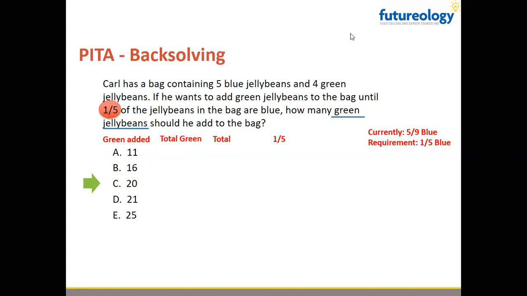I'm saying no, because that's not 1/5, guys. The requirement is that it has to be 1/5 blue. 5/29 is not 1/5. It's more like 1/6. So it's not my answer, and that's why I get rid of C, D, and E. I need more blue, so fewer green. Does that make sense? And if you're getting confused, guys, that's part of it. You're going to have to go back and learn a little bit more.